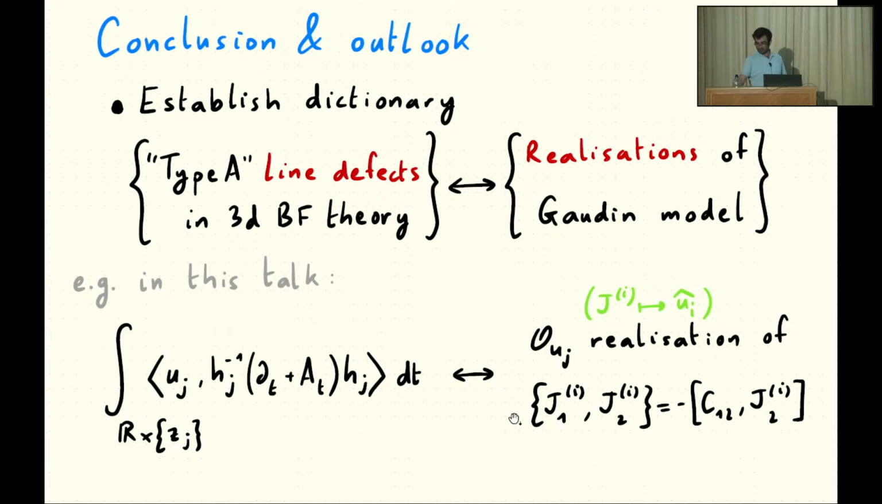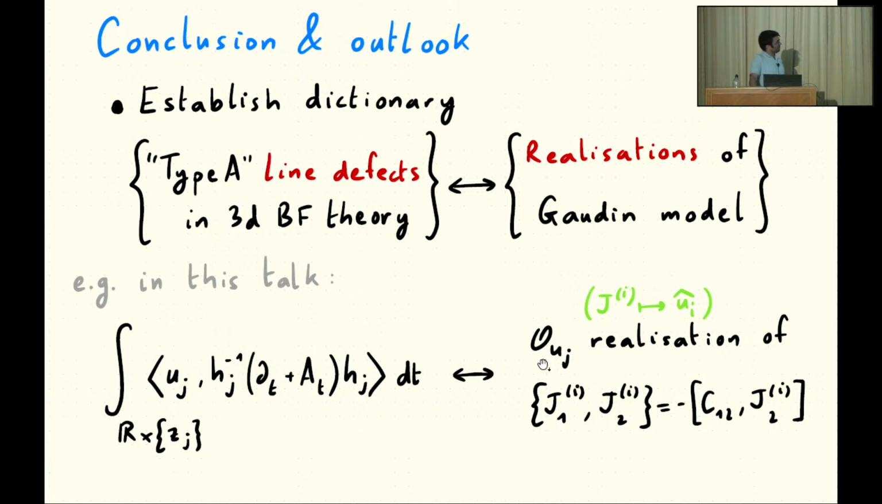So let me conclude. In this talk, I explained how, by introducing certain line defects in 3D BF theory, namely these particular line defects, you can reproduce the Gaudin model in the realization where the abstract generators are realized in terms of points on the coadjoint orbit O of U(J).